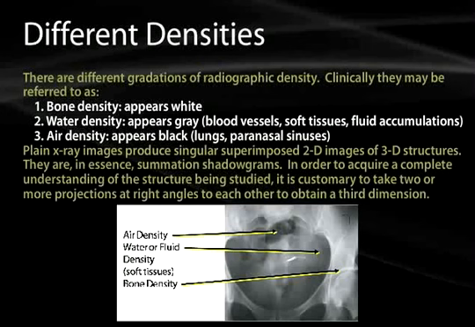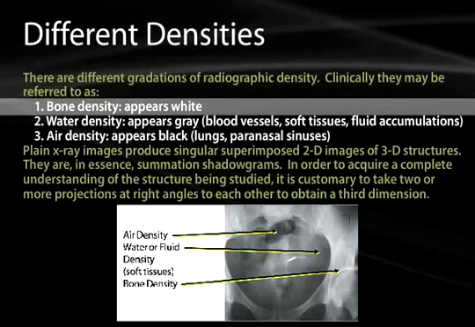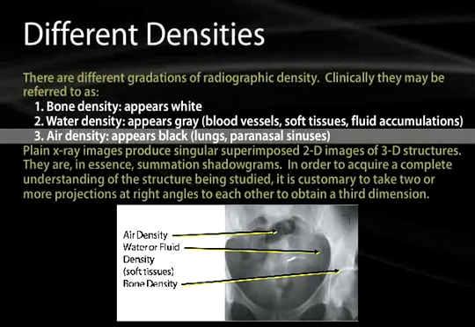One of the things that's important about imaging is that there are three different densities. There are bone densities, water densities, and air densities. Bone densities will appear white because of their opacity. Water densities will be grayscale, with blood vessels, soft tissues, and fluid accumulations. And air densities will appear black: lungs, paranasal sinuses, or very small levels of fluid.